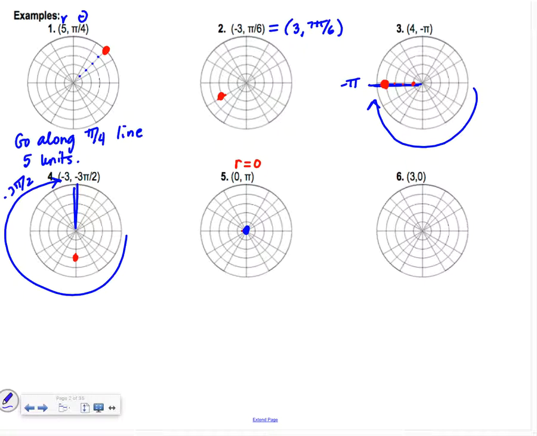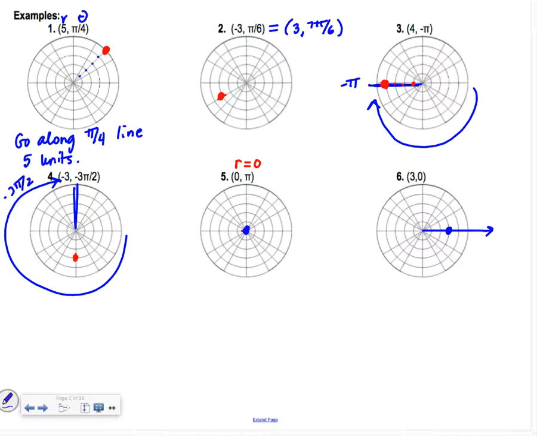And then 3 comma 0. Ooh, how do we do this? This is saying 0 is our angle, right? So here's our angle, and we're going 3 units along that. Okay, 1, 2, 3. It's right there. Okay, do you guys kind of understand this? How to graph those points?